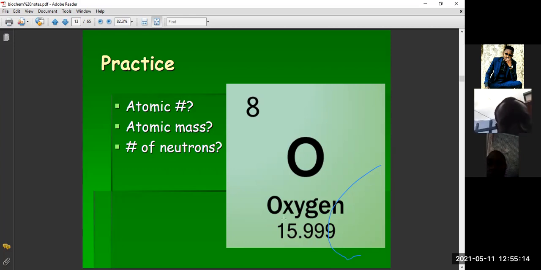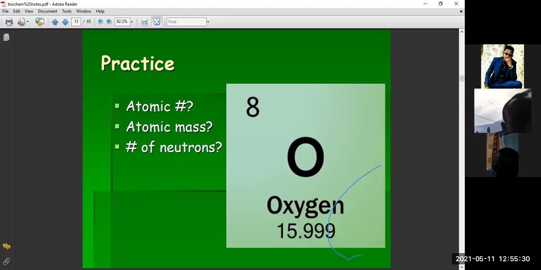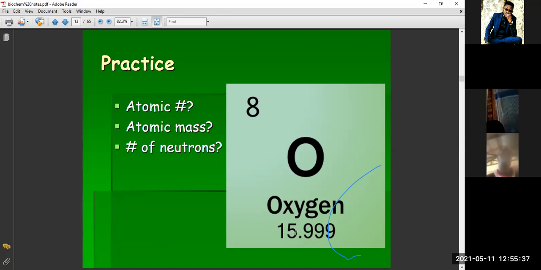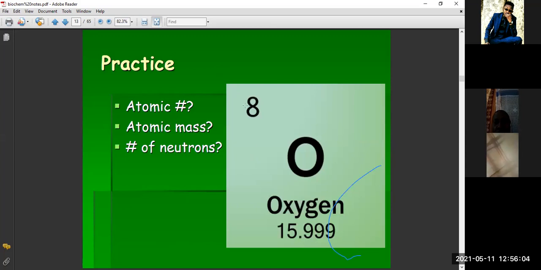So let me not confuse you. This is just 16. Let me take you back. Proton number plus neutron number is equal to atomic mass number. So the atomic mass number of oxygen is 16, for instance, or 15.9, but that's 16 rounded. So 16 minus 8 gives the neutrons. The number of protons is 8. Then the number of neutrons is 8 again. So here they asked two things: the atomic number 8, which you answered correctly. Atomic mass number, we have it at 16.